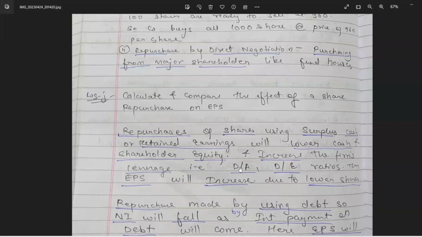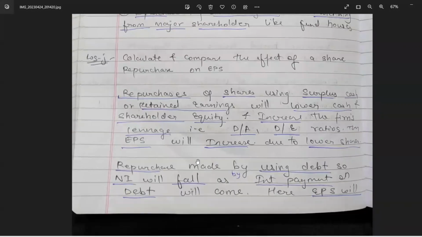It will increase the firm's leverage, that is, debt by assets. If the company uses its surplus cash to buy back its own shares, assets will fall, so debt to assets will rise. Debt to equity will rise because shareholders' equity will fall if the company buys back its own shares. Due to which the EPS will increase due to fewer shares. If the repurchase is made using debt, net income will fall, because the company will have to pay interest on its debt.